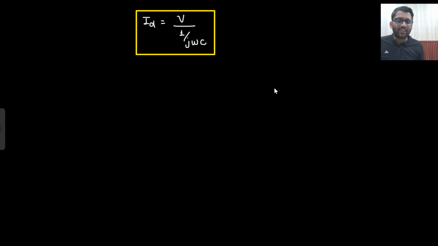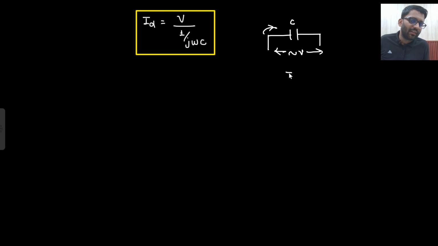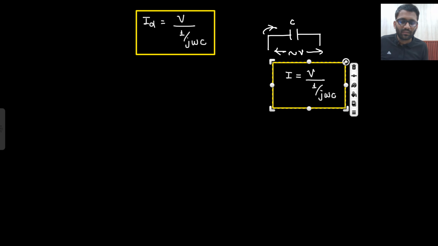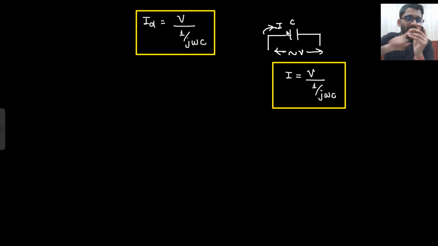So in network analysis, did you study this? This is a capacitor. It is having some time varying voltage. So how would you write down the current? You would write down the current as V by the impedance provided by the capacitance. What is the impedance provided by the capacitance? 1 by j omega c. This is how you would write down the current, right? So the current that you used to write was the displacement current of the capacitor. You thought it was the conduction current. No, that was the displacement current of the capacitor.